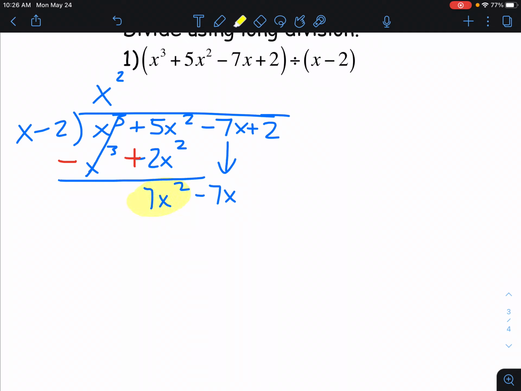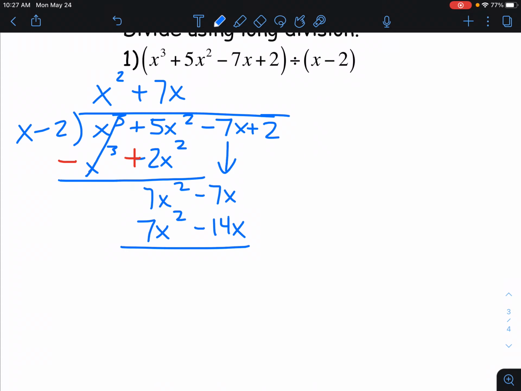First term divided by first term. So what's 7x squared divided by x? That would be 7x. So we have to put plus 7x. You would not put a blank in between the two terms. Make sure to put a plus if it's not a negative. And now we're going to distribute again. We're going to do the 7x times both of these terms. So 7x times x and 7x times negative 2.